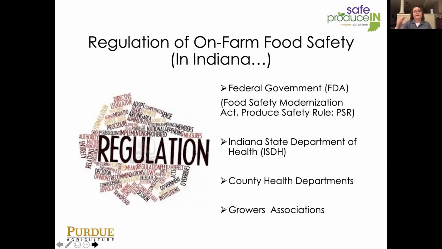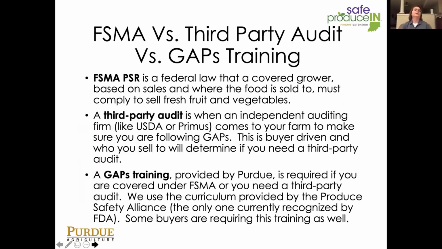And then in Indiana, it goes down. The regulatory agency in Indiana is the Department of Health, and sometimes the county health departments could get involved. And sometimes there are growers associations that put even more stringent standards on these produce growers, beyond what the government or the state would want them to do, again from a liability and food safety perspective. So with this FSMA Produce Safety Rule, like I said, this is a federal law, and growers now have to comply with this.